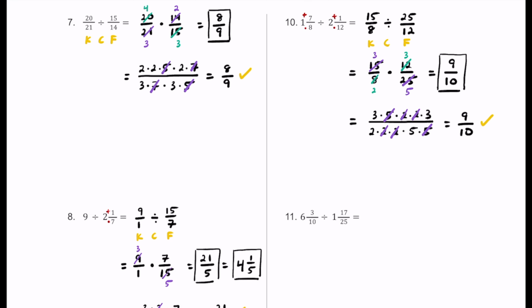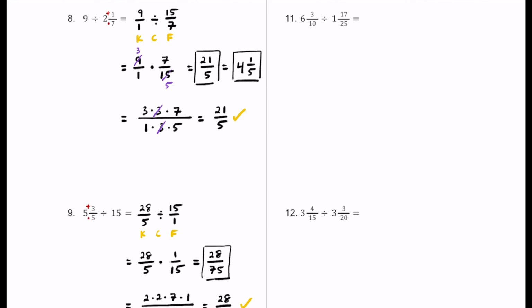For number 11, looks like we have another mixed number divided by another mixed number. So let's turn them into improper fractions first. So 6 times 10 is going to be 60, plus the 3 here is going to be 63. So the first mixed number is the same thing as 63 tenths. And then the second mixed number, let's see, 1 times 25 is going to be 25. 25 plus 17, I think that's going to be 42. So the second mixed number is going to be 42 over 25.